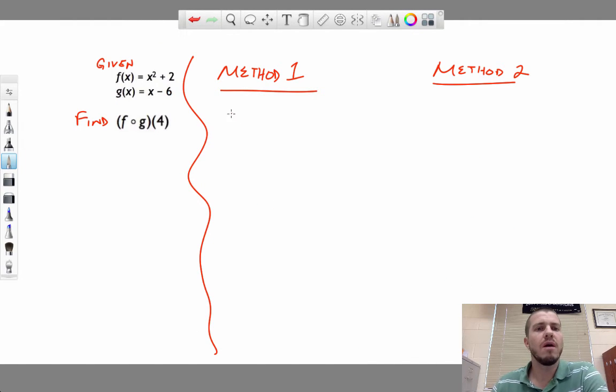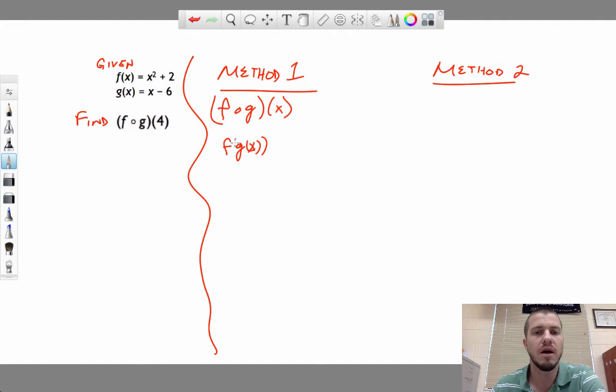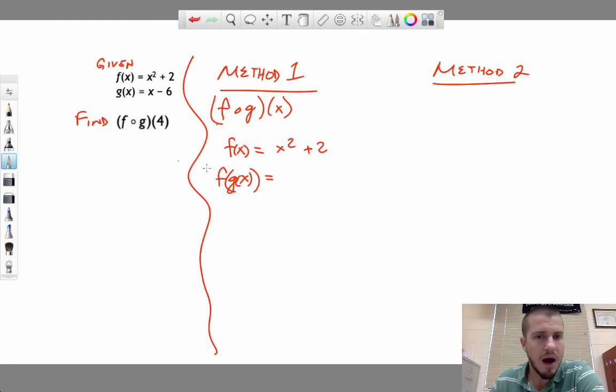And so here I'm given two functions, f of x and g of x, and I want to find f of g of 4. And it's a little bit different, and there's two methods to do this. I'm going to show you both ways. The first way is you're first going to find f of g of x. So when I find f of g of x, what I'm doing is I'm plugging the g into the f. I'm replacing this x with g.